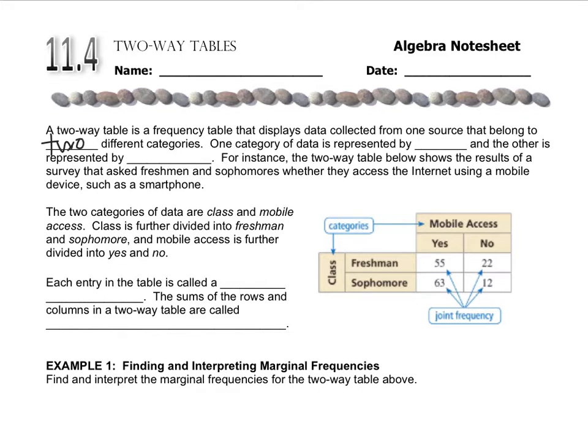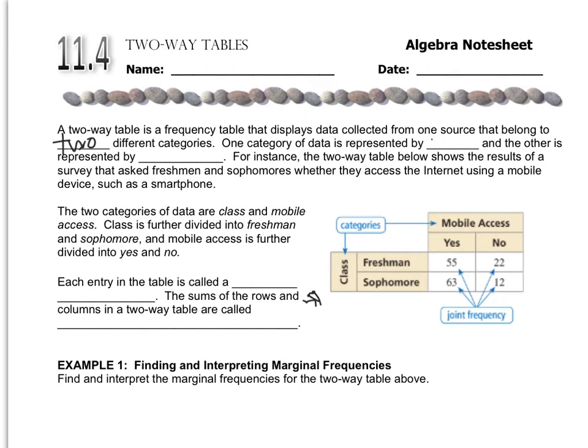If you look at this chart right here, we asked them, what grade are you in? And then we also said, do you have mobile access, which is a fancy way of saying a cell phone. One category is represented by rows, and the other category is represented by columns. So they put, what grade are you in, in the row, and they put, do you have cell phone access, in the column.